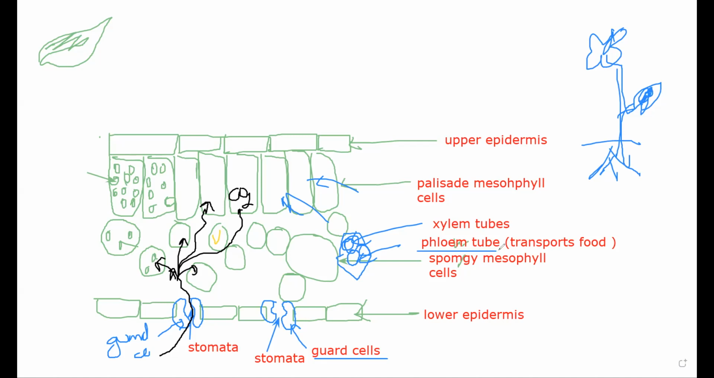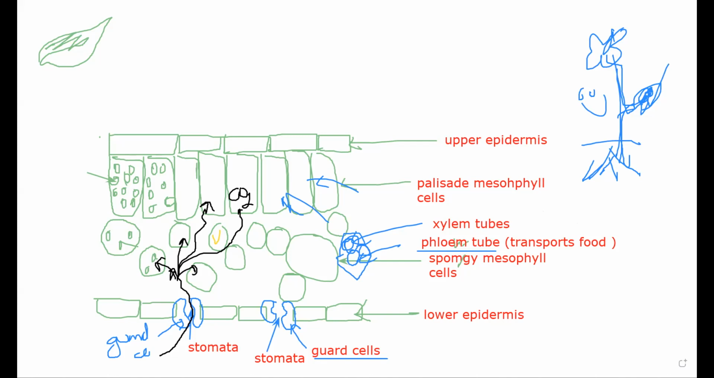Did you understand that? Now the food is made here and given to all other parts of the plant. So the whole plant is happy. It is sent through the phloem tube. The tube which transports food is called phloem. The tube which transports water is called xylem tubes. Clear?